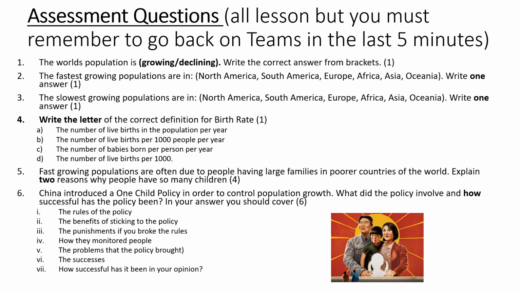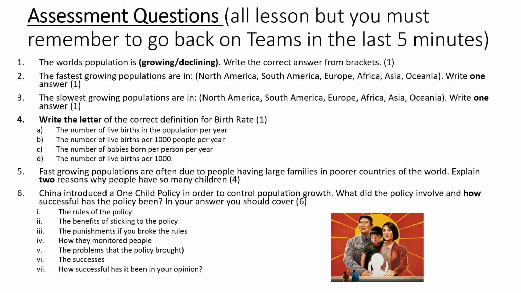Number 3, the slowest growing populations are in, and again you have to write down the name of the continent with the slowest growing population. So you're choosing something out of the brackets there. Question 4, you have to write the letter of the correct definition for birth rate. So I have written 4 definitions there, A, B, C and D. One of them is correct. You need to write down the letter of the correct one for 1 mark.